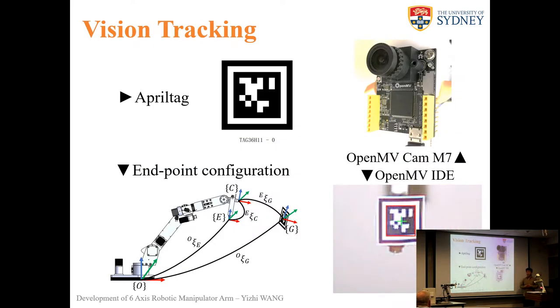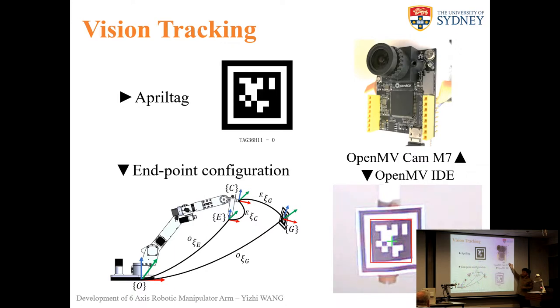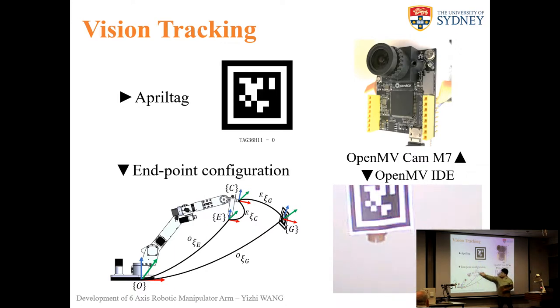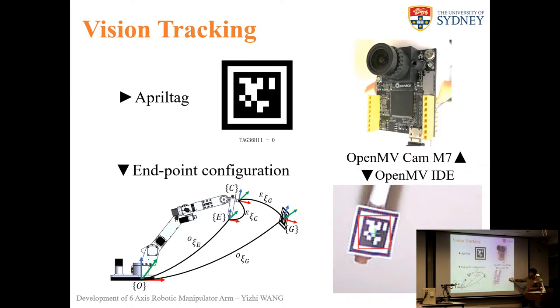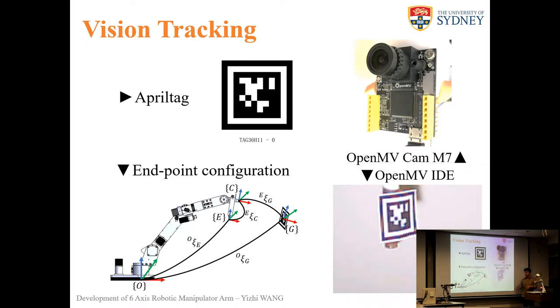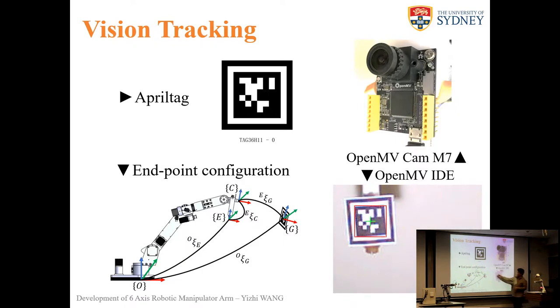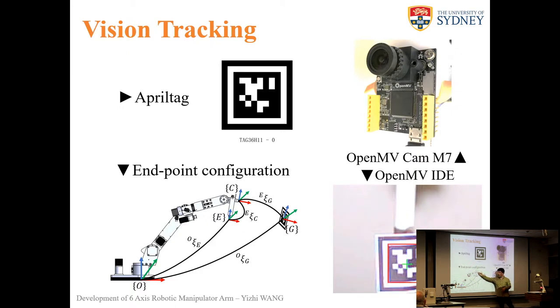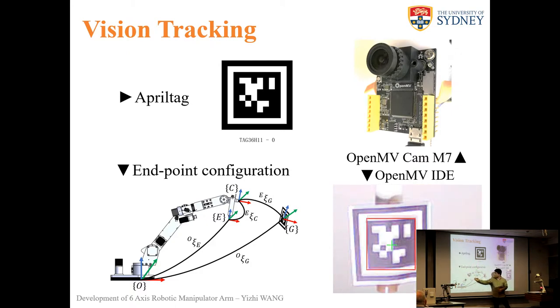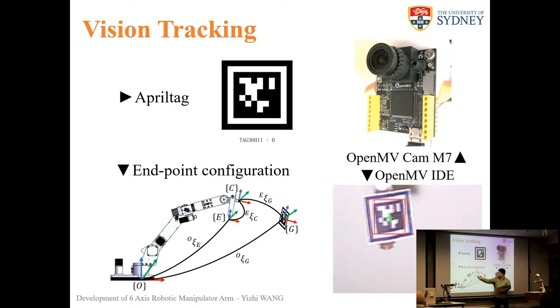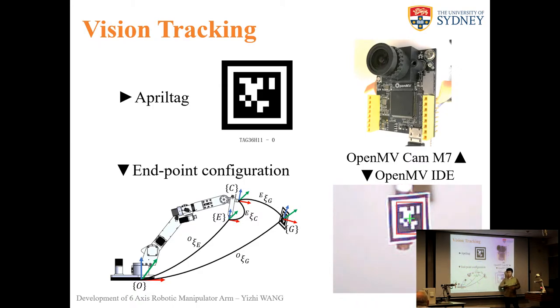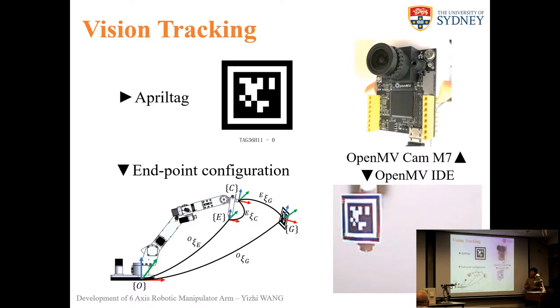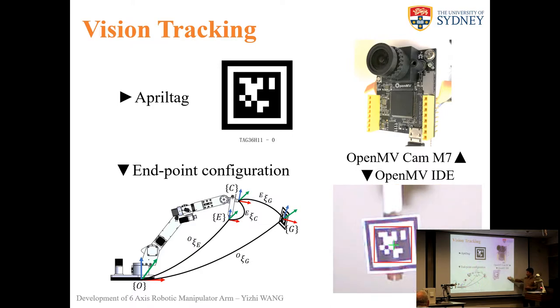The vision tracking system is based on the AprilTag, which is similar to the QR code we are familiar with. The camera used here is the OpenMV Cam M7, which is attached on the end effector, which forms the eye-in-hand configuration. The OpenMV IDE returns the position of the tag within the image captured by the camera, which can be transferred to the pose of the tag with reference to the camera. Based on the current pose of the end effector and the constant relationship between the end effector and the camera, we can calculate the pose of the tag in the global coordinate frame. So the tracking motion can be realized according to the moving tag.